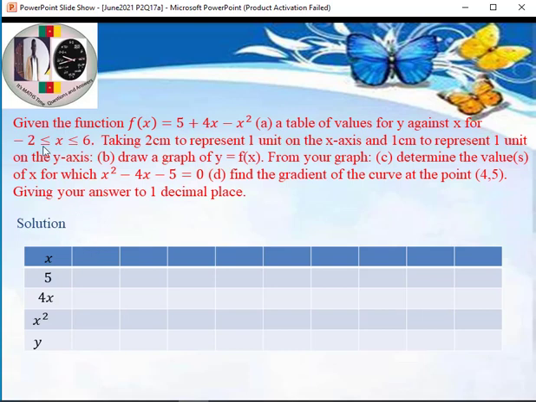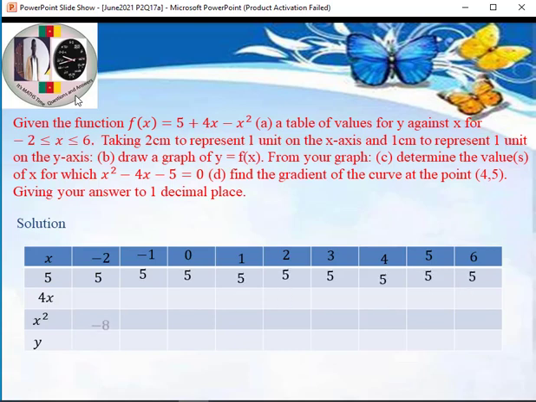Now values of x are from minus 2 to 6. You can see that x is greater than or equal to minus 2 and x is less than or equal to 6, meaning the minus 2 and the 6 themselves are included. So we'll take values of minus 2, minus 1, 0, 1, 2, 3, 4, 5, and 6 itself. That is the range of values we are going to use to plot the graph. 5 is a constant, so 5 will remain 5. It does not depend on x, so it will remain 5 all through.